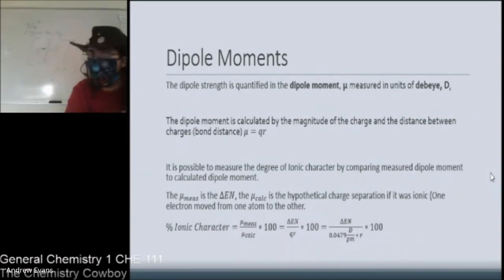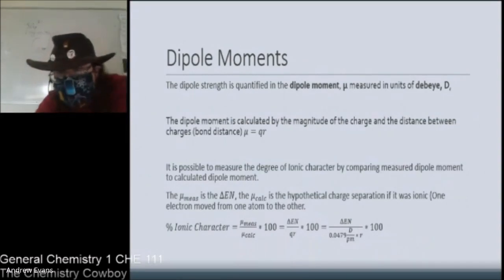Now we can measure this strength as a dipole moment. We will not really bother to do this in practice, but it is possible to measure this and calculate this based on the charge and the bond distance. We're not going to really worry about this, but basically, we can look at this as a factor of the electronegativity difference times the bond length. I'm going to skip.